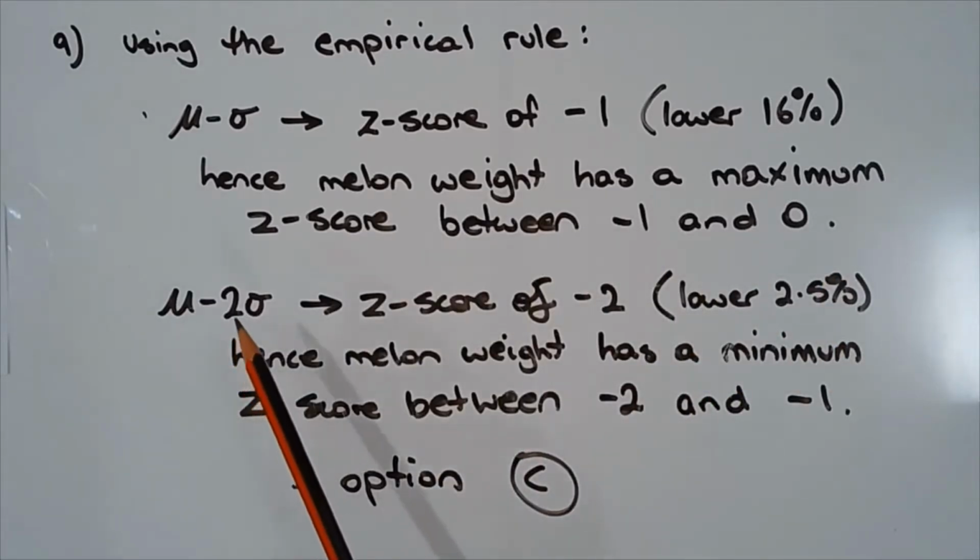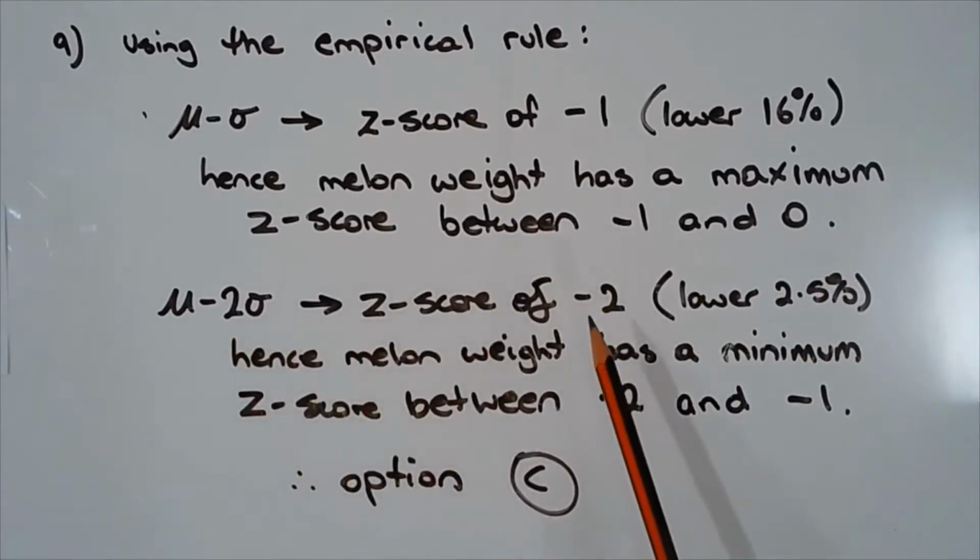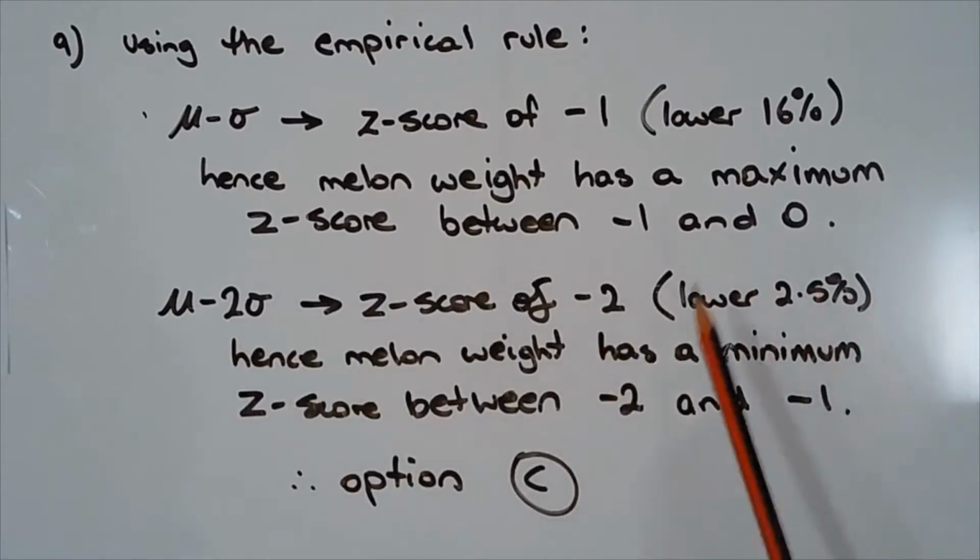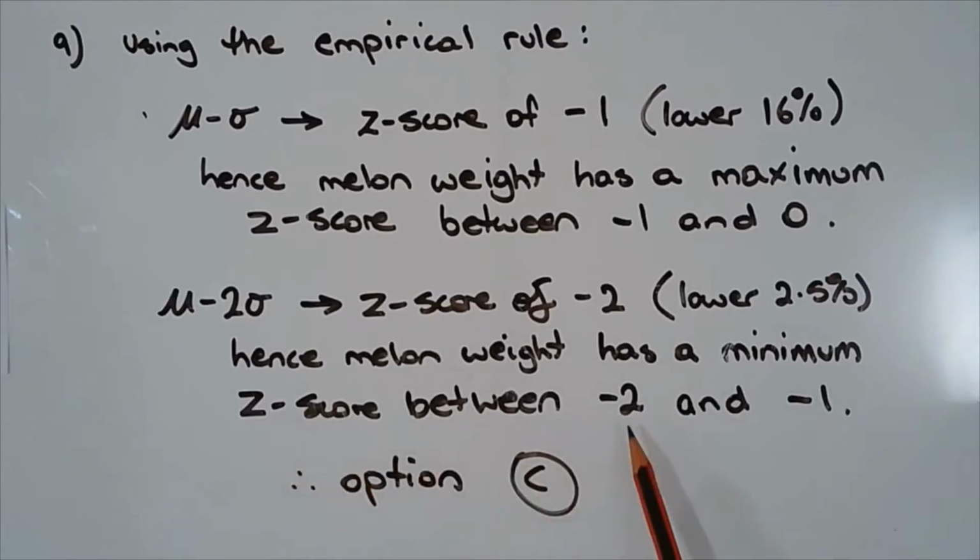Now mu minus 2 sigma corresponds to a z-score of -2, which corresponds to the lower 2.5% of the normal distribution. But we're told that the melon weight is not in the bottom 10% of the distribution. Hence, the melon weight has a minimum z-score somewhere between -2 and -1. Therefore, the answer is option C.